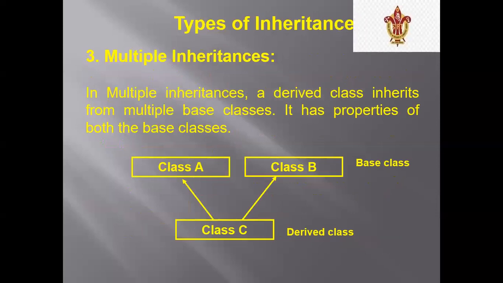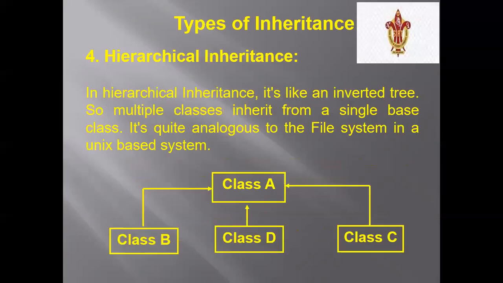Now, multiple inheritance. In multiple inheritance, a derived class inherits from multiple base classes. It has properties of both the classes. In multiple inheritance, the derived class can inherit the property of more than one base class. Let's see one example. Suppose class A and class B are the two base classes, and class C is the derived class which is inheriting the properties of both class A and class B. Since it is inheriting the properties of both the base classes, that is why this inheritance is called multiple inheritance.